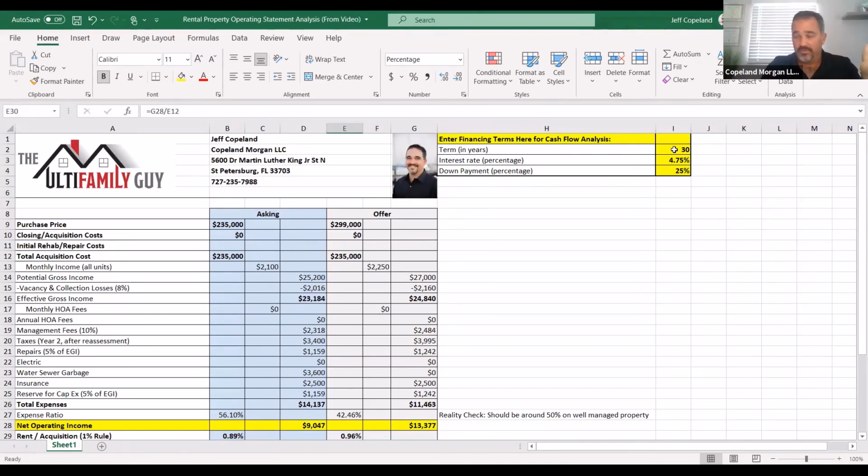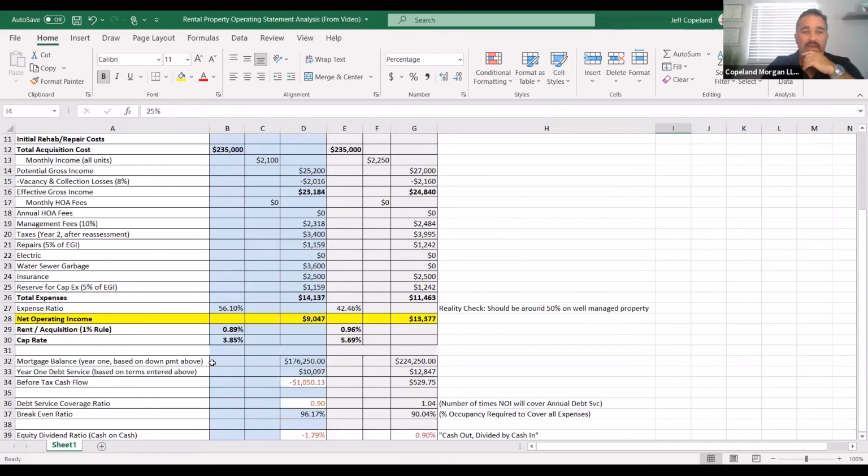So let's assume it's a duplex. You're going to get a 30-year fixed rate mortgage. Your interest rate right now on that is probably going to be closer to 4. So let's say you did 4%, and let's say you're putting down the standard 25%. So now if we go back down, we can look at our financing numbers. On 235, you're going to have a mortgage balance in year 1 at 176,250, and your year 1 debt service is going to be about $10,000. Your principal and interest payments.